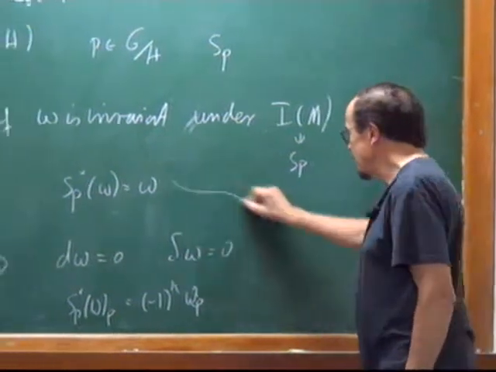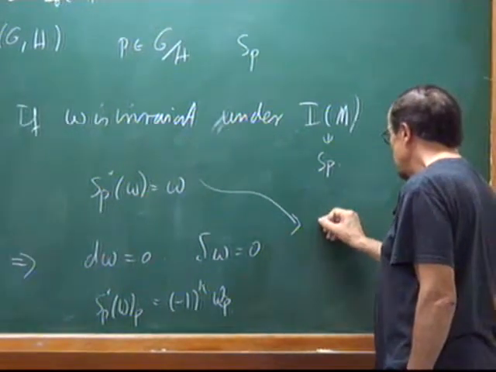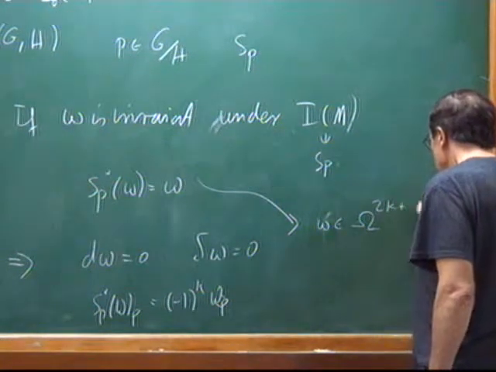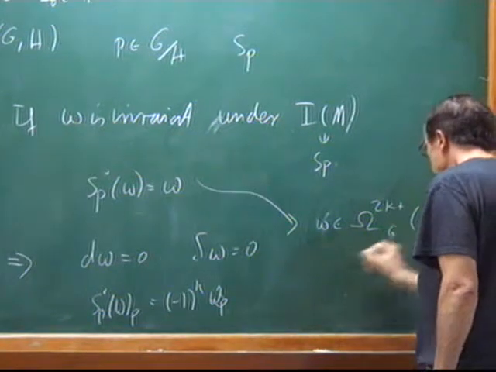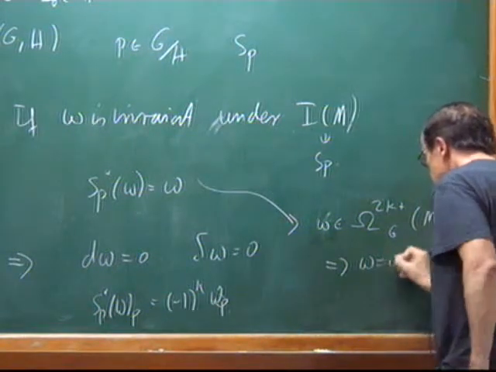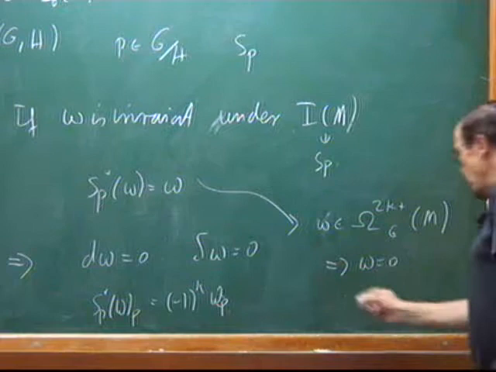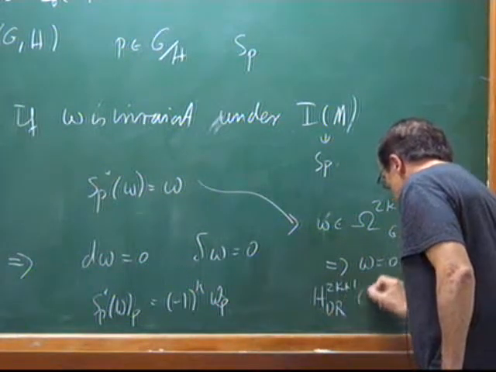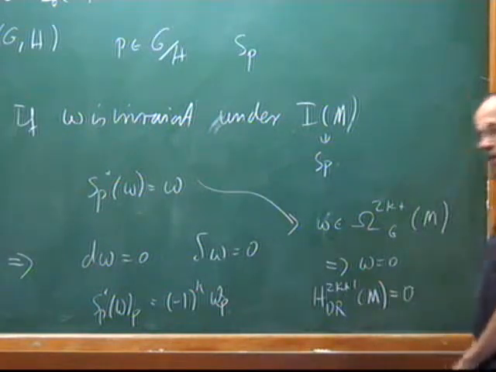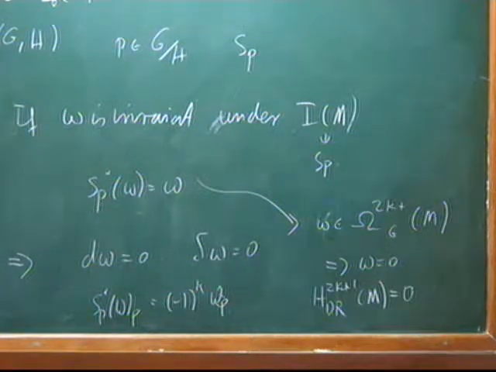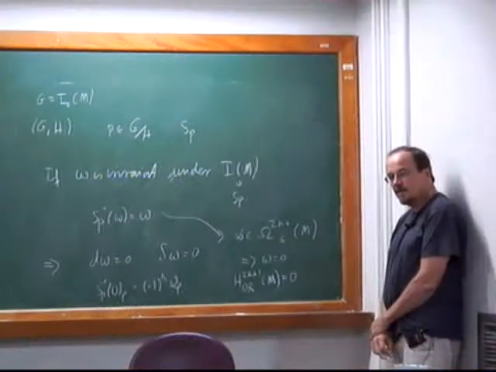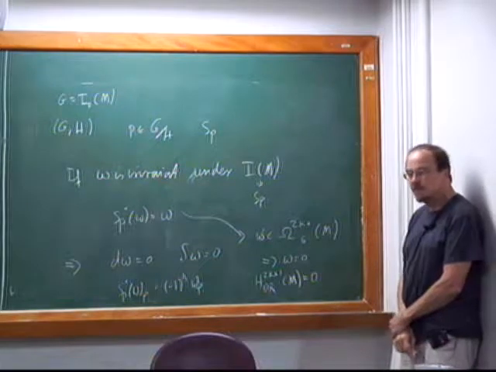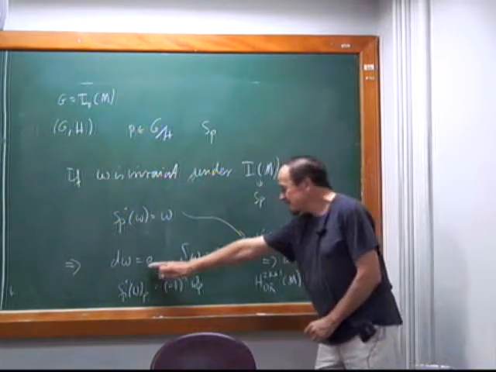Right. So this here would imply, if omega is in Omega^{2k+1}(M), G invariant, this would imply that omega is equal to 0. Which would then imply that the odd-dimensional de Rham cohomology is equal to 0. Which clearly isn't always the case. Think of odd-dimensional spheres, for example. So this here really is a property that one would have to require, which isn't always true. But just for the fun of it, this is kind of a cute argument.